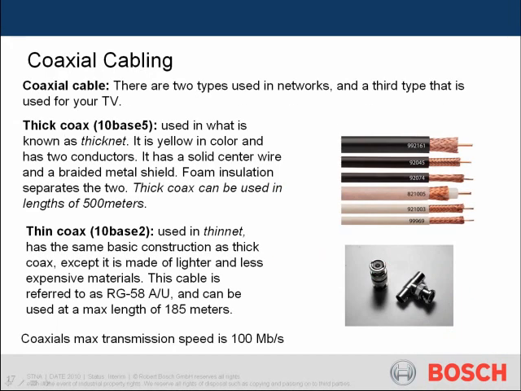There are two types of coaxial cables that are or were used for networks. There's thin coax and thick coax, referred to as thick net and thin net. They're not very commonplace anymore as they've been replaced by twisted pair. Coax cable has a max transmission speed of 100 megabits per second.